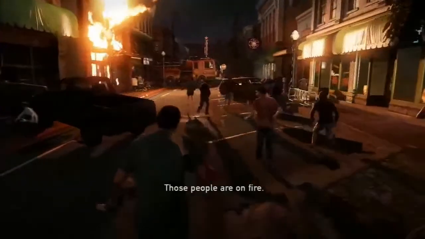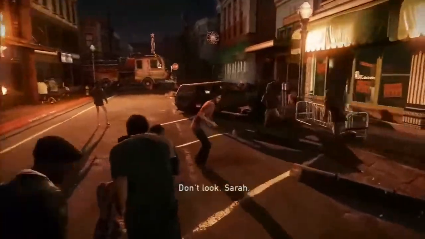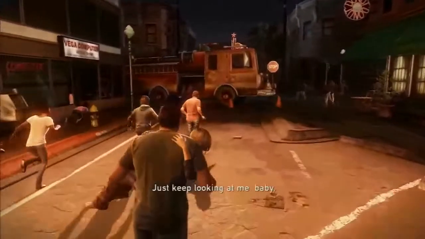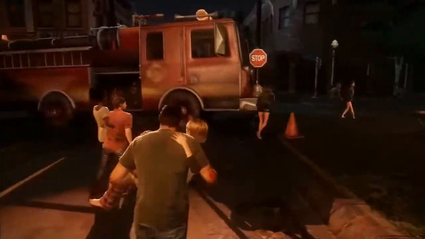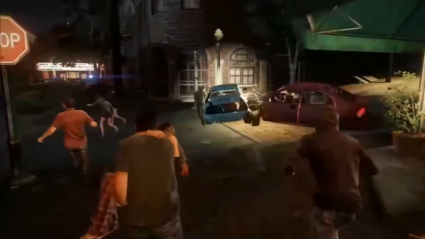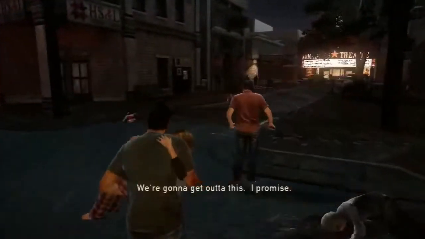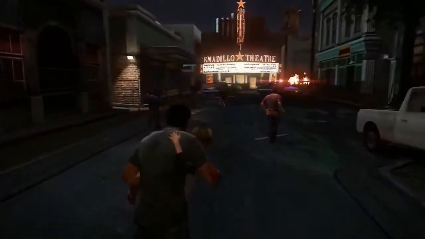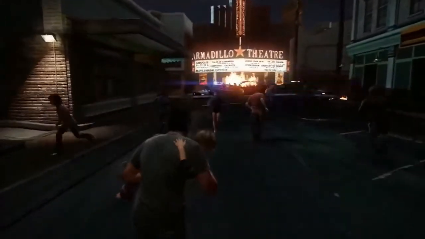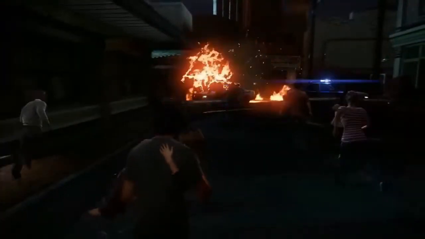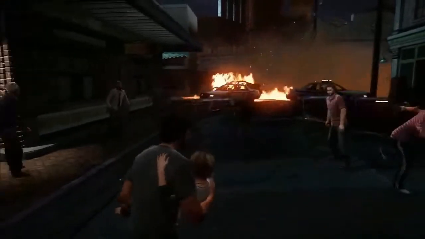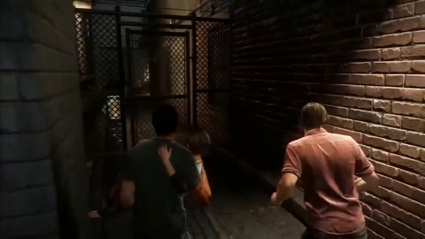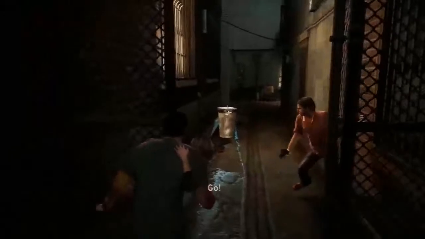Those people are on fire. Don't look there. Why are they doing that? Just keep looking at me, baby. Over there! We're gonna get out of this. I promise. Get back! There's too many of them! This way! Through the alley! Go!